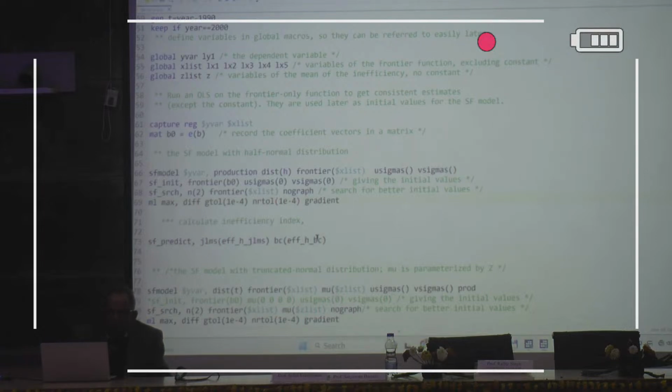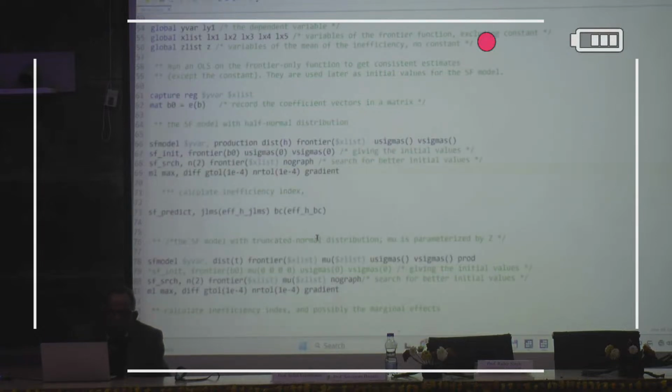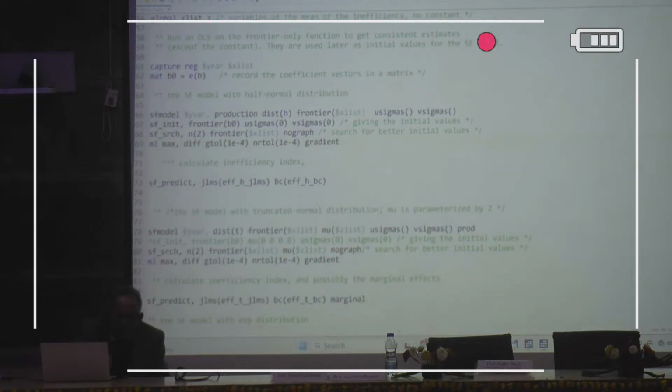Going further, this is the SF model. See that we have the command line, the SF model with truncated normal distribution, and mu is parameterized by Z. So you have mu. Remember what Dr. Joyendra was talking about, that you had the mean, right? But we are just saying the mean is not a constant. It's a function of some other variable.